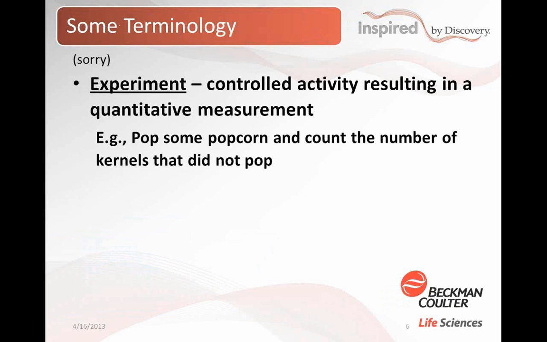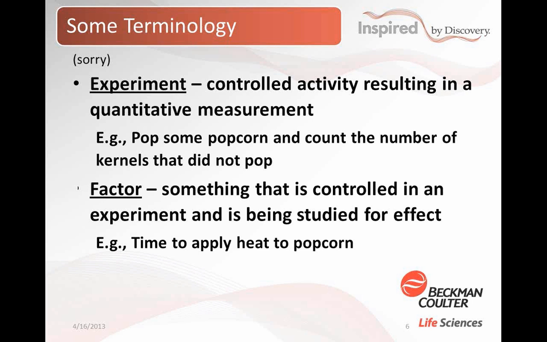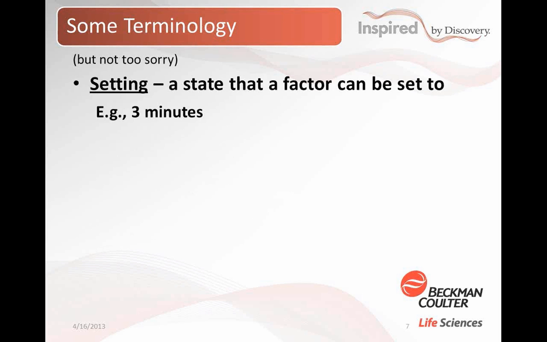So starting out, we're going to have a little bit of terminology just to make sure we're all on the same page here. So we have experiments, which are controlled activities that result in a quantitative measurement. So for example, maybe we're popping popcorn and we want to see how many kernels did not pop. We have things called factors, which are things that are controlled in an experiment, and we're studying them for effect. So an example might be how long to heat the popcorn.